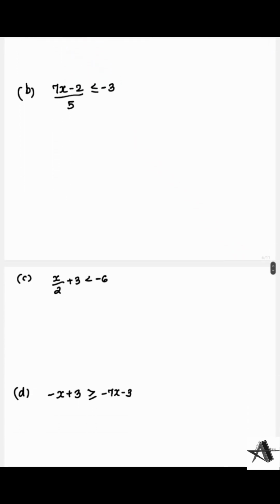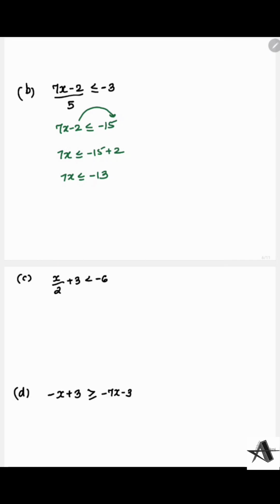Next is (7x minus 2) over 5 less than or equal to negative 3. Again, I need to multiply both sides by 5 in order to remove the denominator. This will give you 7x minus 2 less than or equal to negative 15. Transposing it, you'll get 7x less than or equal to negative 15 plus 2, so 7x less than or equal to negative 13.